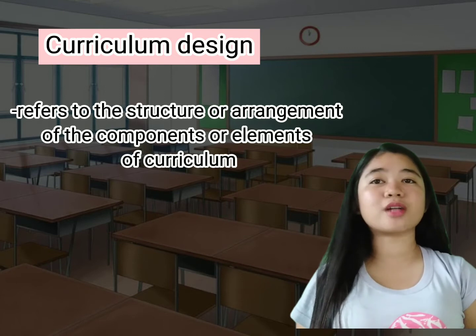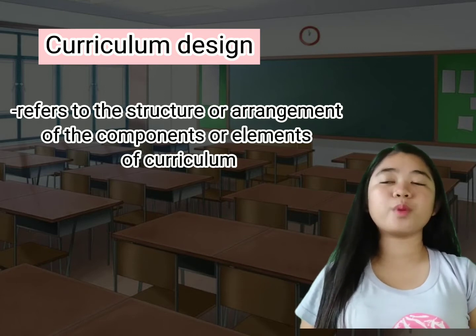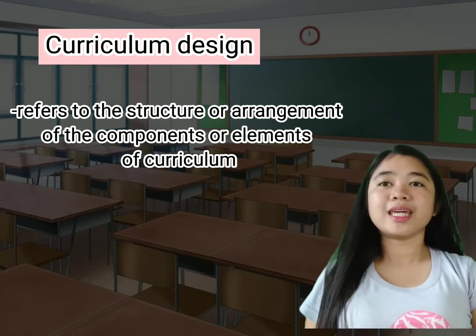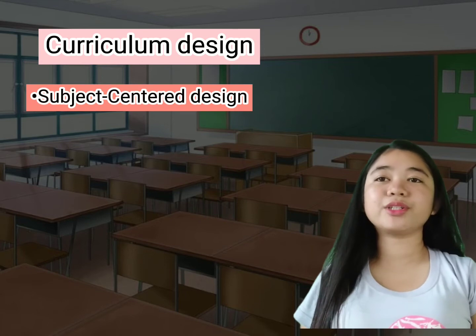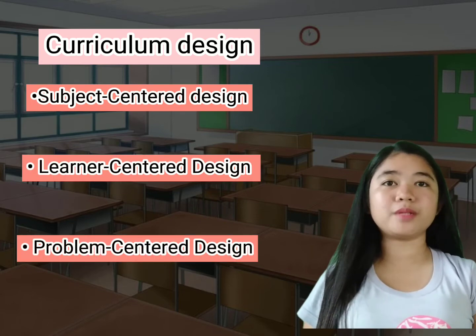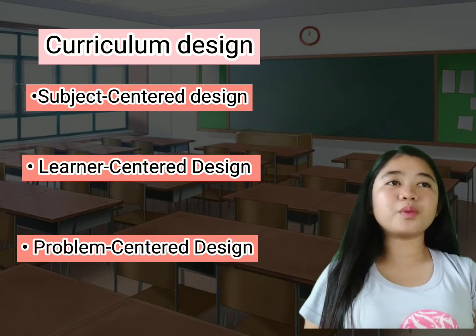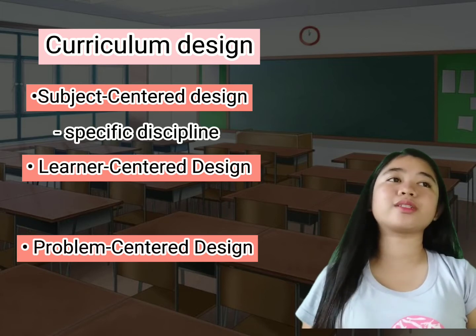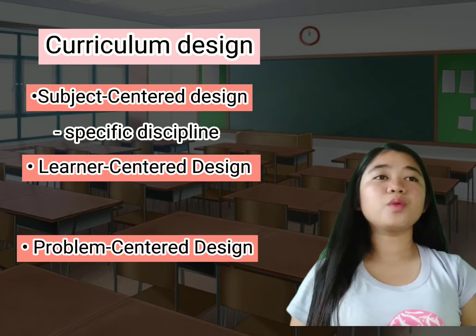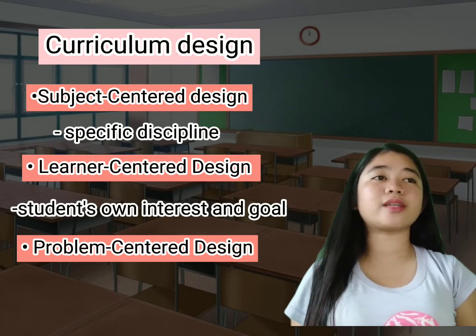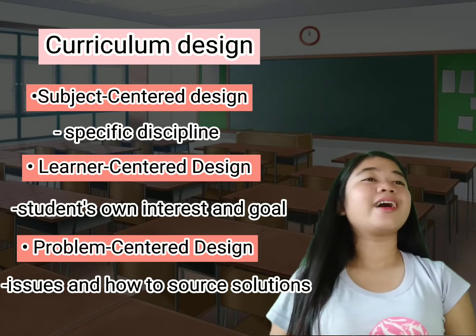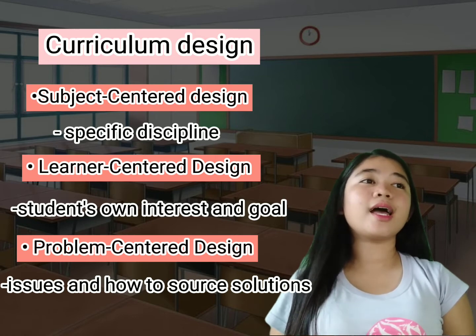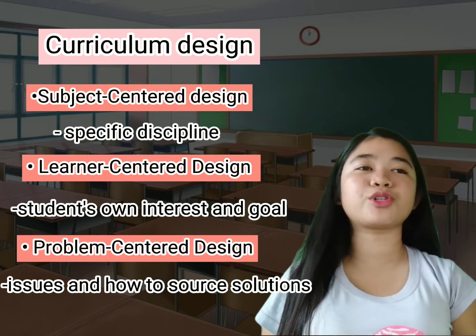So next we have the curriculum design. It refers to the structure or the arrangement of the components or elements of our curriculum. It can be segmented into three forms. This includes subject-centered, learner-centered, and problem-centered design. So when we say subject-centered design, this focuses on a specific discipline, while learner-centered design focuses on students' own interest and goals. Problem-centered design focuses on specific issues and how to source solutions.